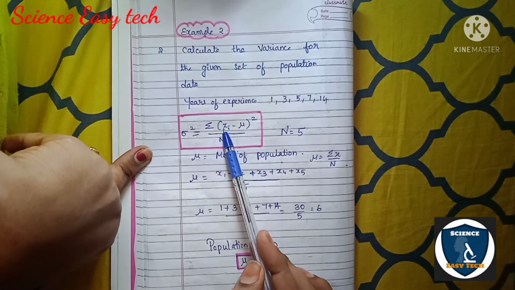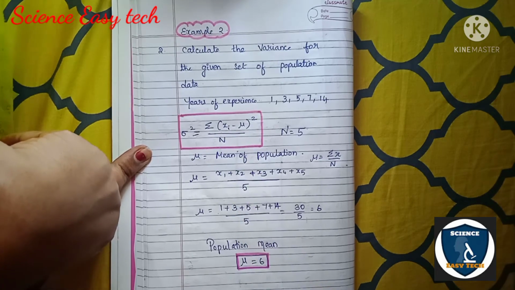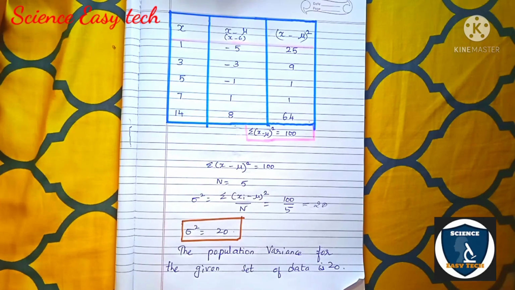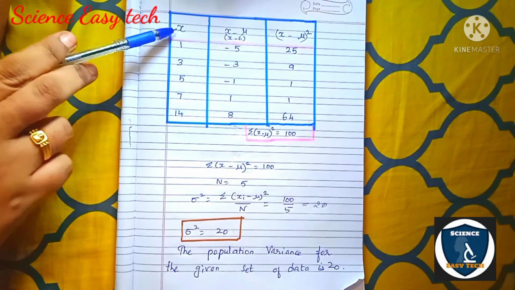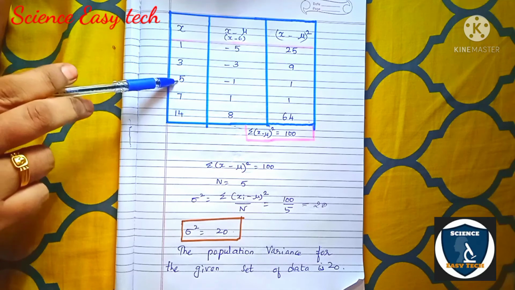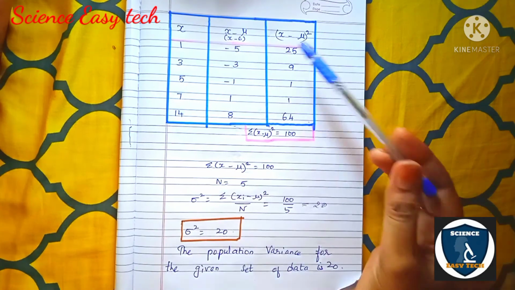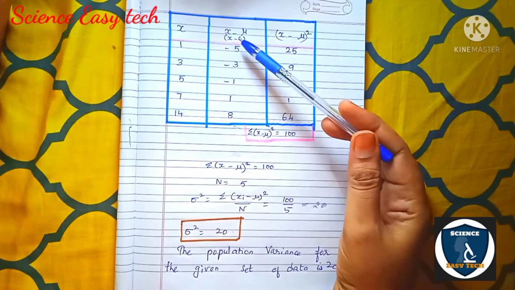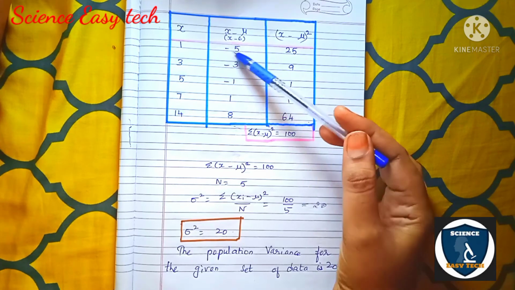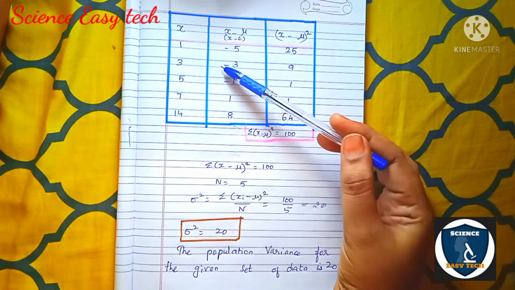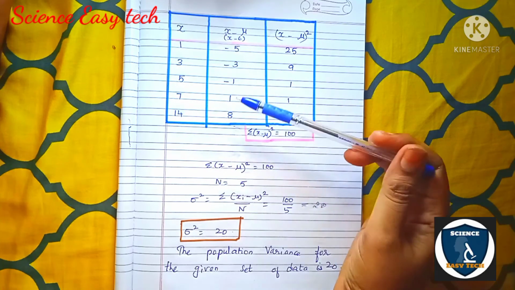So now next, what you have to find out? You have to find out xi minus mu, that is x minus mu. So write all the x values, that is 1, 3, 5, 7, 14. Next you have to find out x minus mu. What is mu? 6. So each value of x you have to subtract 6 from. 1 minus 6 is minus 5, 3 minus 6 is minus 3, 5 minus 6 is minus 1, 7 minus 6 is 1 and 14 minus 6 is 8.